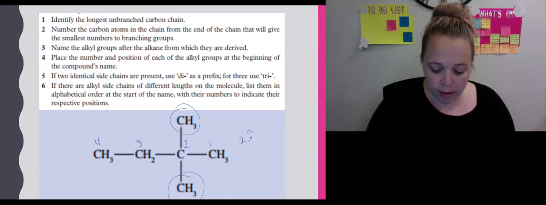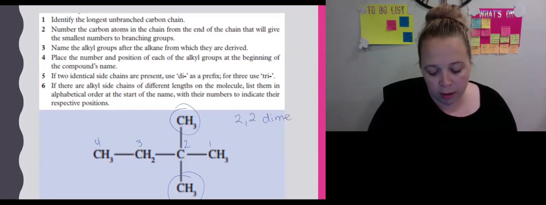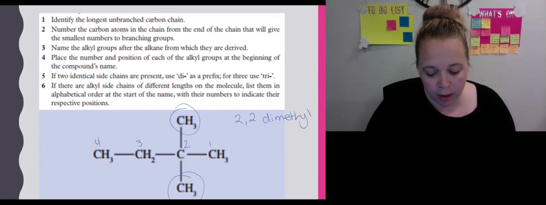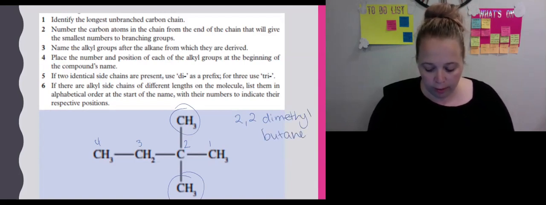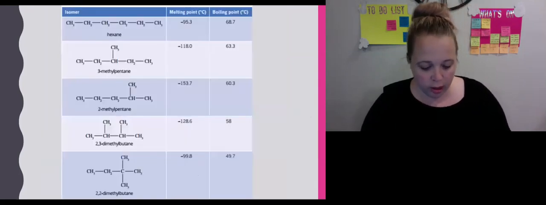Sorry, guys. I'm just going to have to rewrite that because I've messed up. So it's 2, 2-dimethyl, because there are 2 methyl groups. Butane again, because our longest chain has got 4. All right, so let's have a look at some other ones just here.